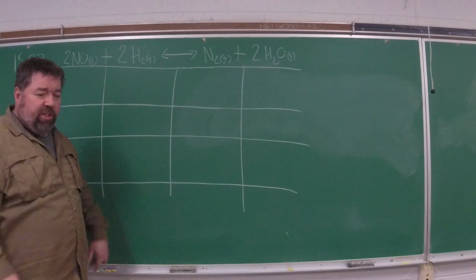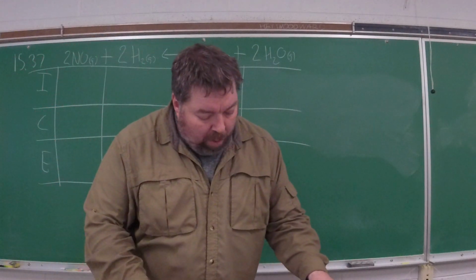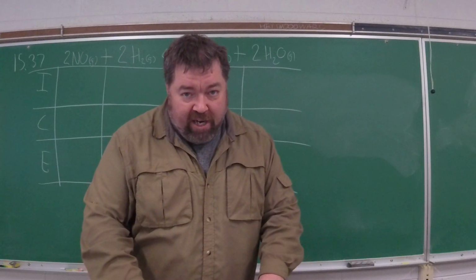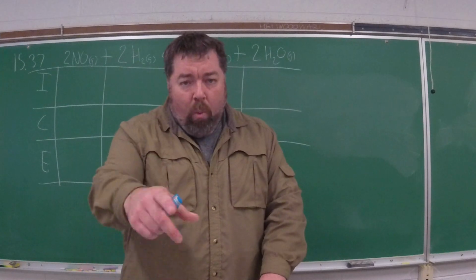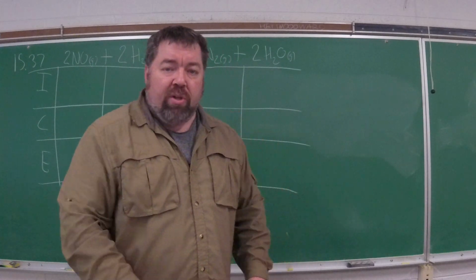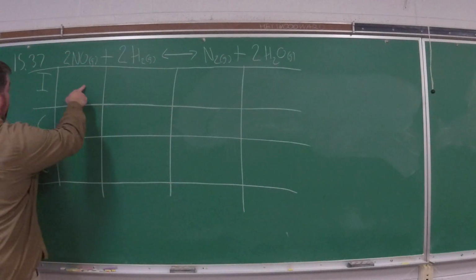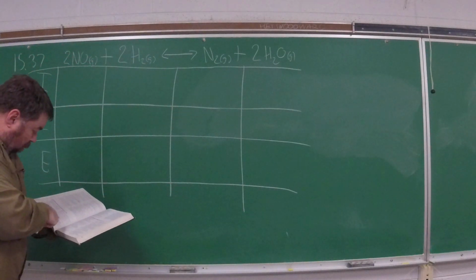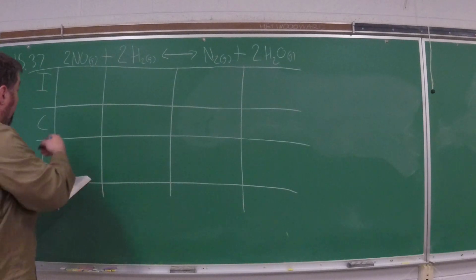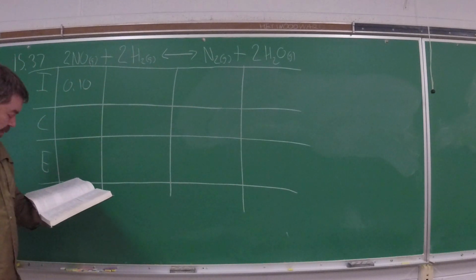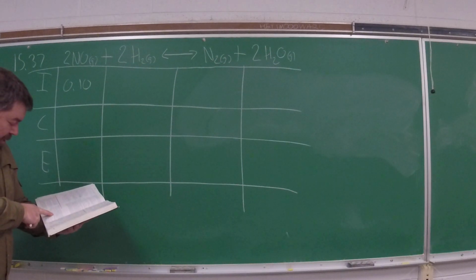Standing for the concentrations, right? So our problem says our initial concentration or initial starting amount of nitrogen monoxide is 0.10 moles. Well, it says it's in a 1 liter vessel. So that's 0.10 molarity. So I'm going to put that in here. So initial for NO is 0.10 molarity. Right? I just leave off the capital M just to make things simpler.